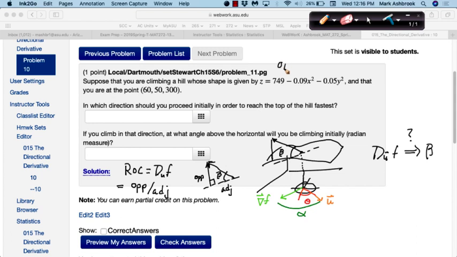Opposite equals m times adjacent. dy equals m dx. That's what we're saying. So the rate of change is the opposite over adjacent, and that's tangent of beta, right?